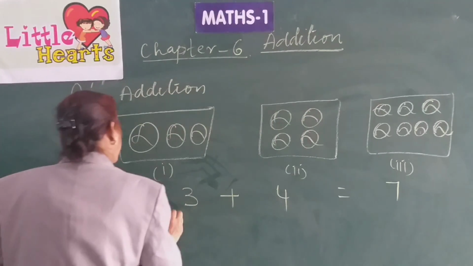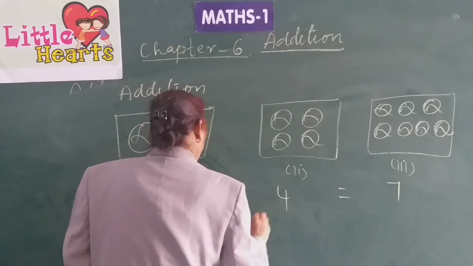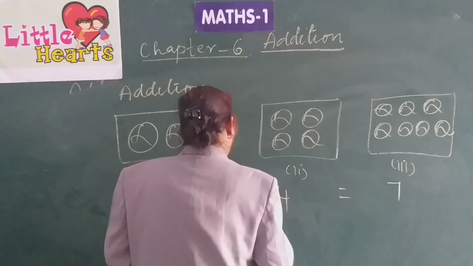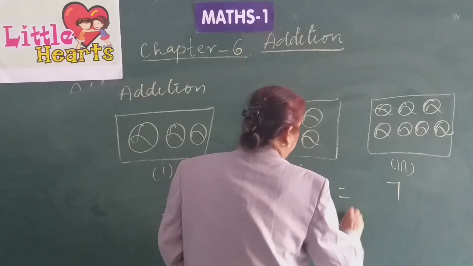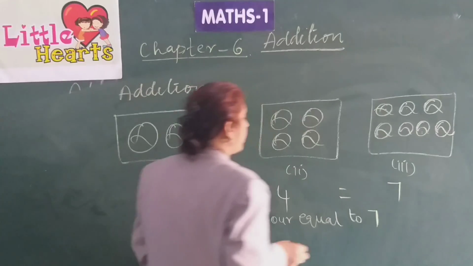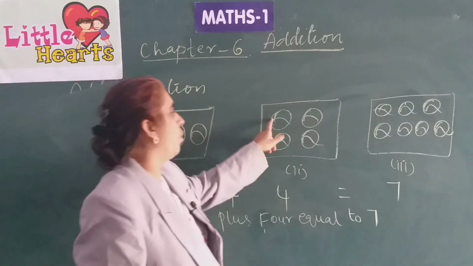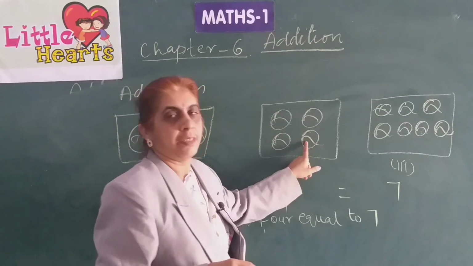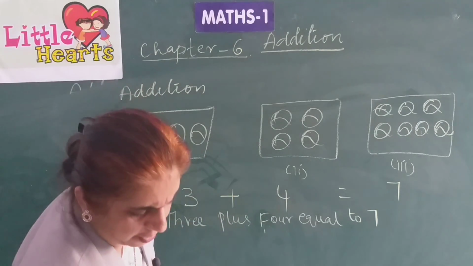We read it as 3 plus 4. 3 plus 4 equal to 7. Just we are counting forward: 1, 2, 3. After that 4, 5, 6, 7. So we use forward counting in addition.